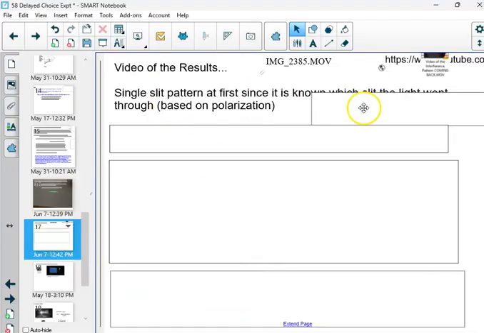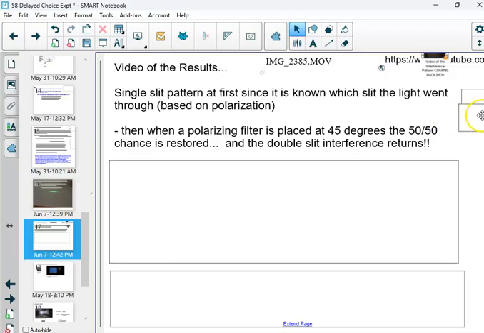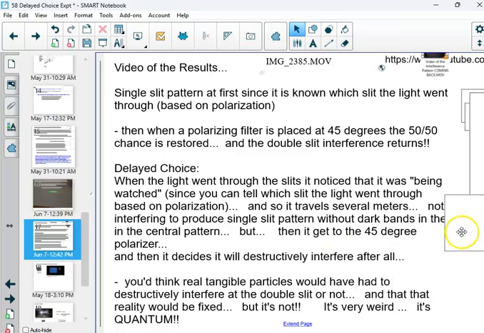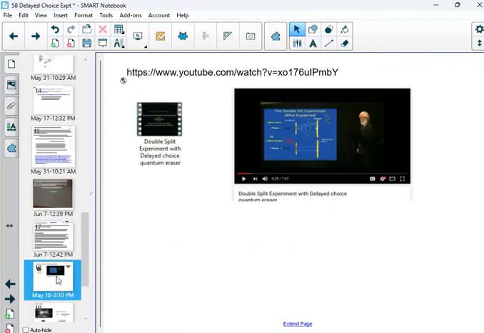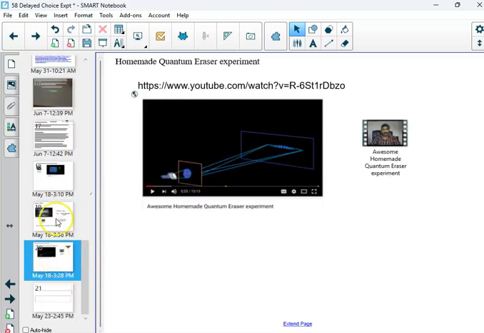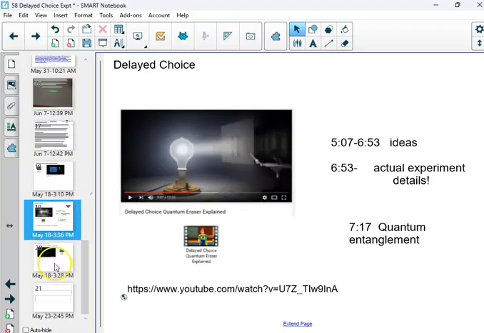Kind of weird, right? So the single slit pattern at first is shown when it's known which slit the light went through based on the polarization. Then of course the 45 degree polarizer brings back that 50-50 chance. And as we said, this is all redundant really, right? So you'd think real tangible particles would have had to have destructively interfered or not, and that would be fixed, but it's not, apparently. It's weird and it's quantum. We shouldn't be too surprised that it's weird, basically. So it's just a quick video today to show you that weird result, and there are some extra videos here for you to watch if you want more.